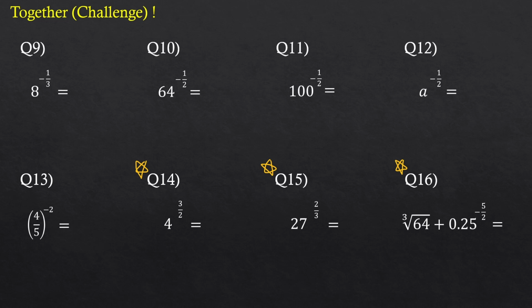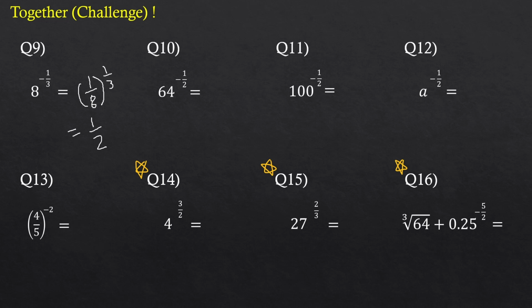8 to the power of minus 1 over 3. So there's a minus sign, so we have to first flip it, right? And then to the power of 1 over 3. And what is the number that becomes 1 over 8 when you multiply it 3 times? 1 over 2. So that is the answer.